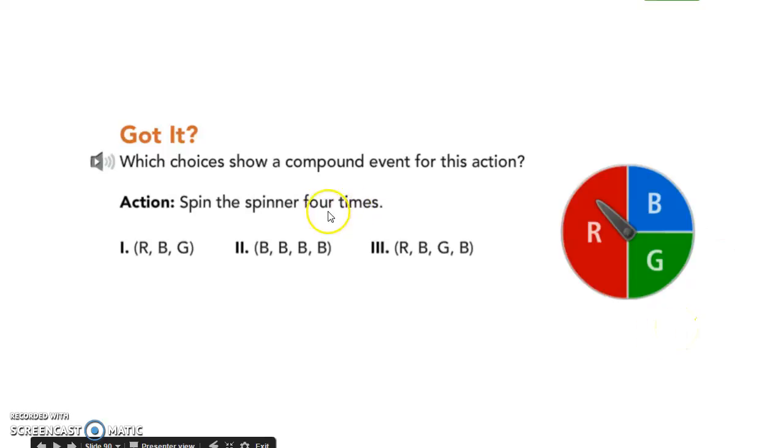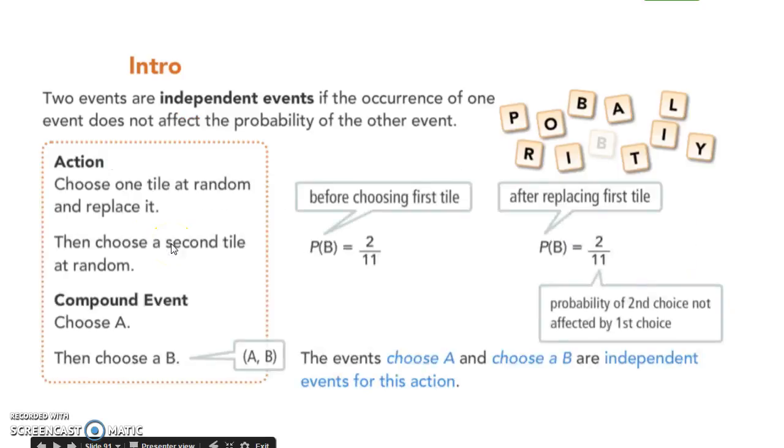Which of these would match the spinner? Spin the spinner 4 times. It would be the second one and the third one because we see 4 outcomes. This first one only has 3 outcomes. That wouldn't match this event.